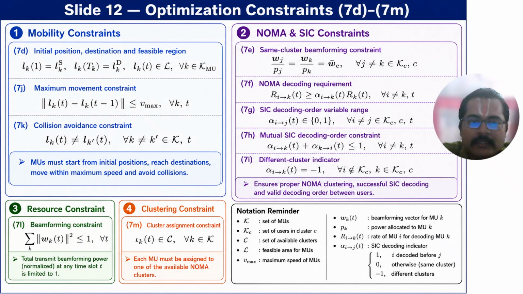Let's see the optimization. Each objective has constraints. Some of the constraints are related to mobility, some are related to the multiple access technique and successive interference cancellation constraints, and another is related to beamforming clustering. So we have four trajectory decision variables, and these four decision variables have constraints.